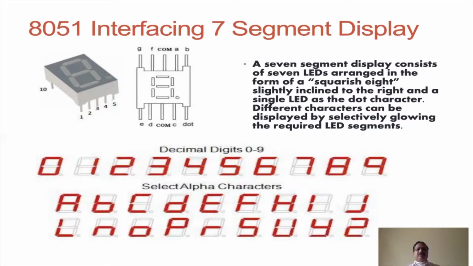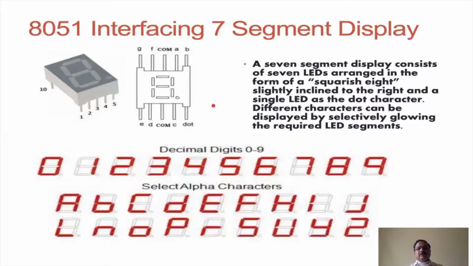Now on the screen, on the left hand side, a component is shown, that is the 7-segment LED display for a single digit, having a total of 10 pins. And in this diagram, the segments are shown, with connections starting from A, B, C, D, E, F, G, and H. Normally, H is used for the dot.